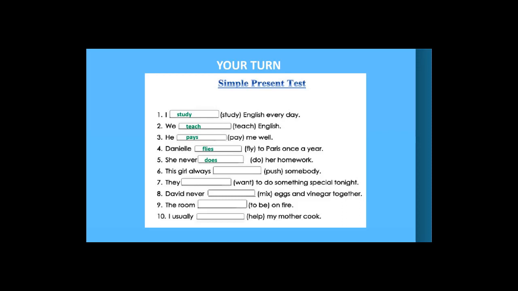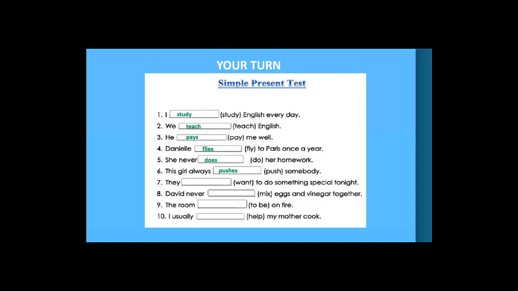Number 6, so this girl is the subject. We've got the frequency adverb always. So this girl, third person singular. Okay, and push is the verb. What do we do with this? I was thinking about spelling rules. Okay, well done. It's got the ES at the end.